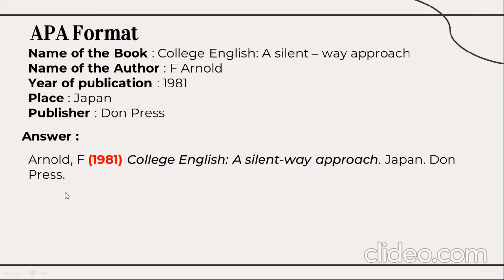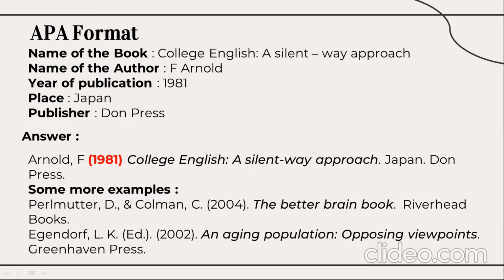Dawn Press. So in the APA format, we write the publication year very next to the author. Plus, we don't write the book name in the inverted comma, we write it in italics. This is a basic difference. Then we have a few more examples here.